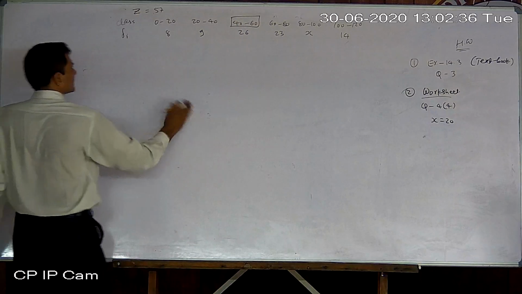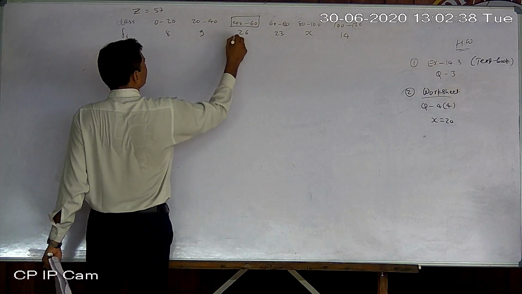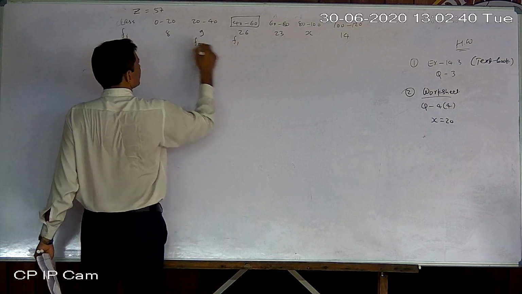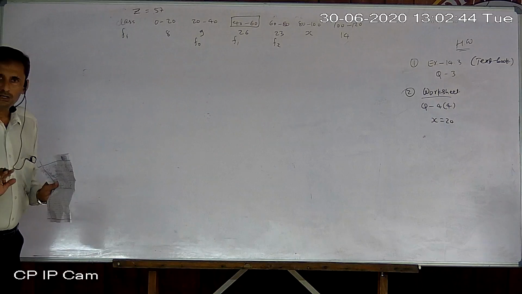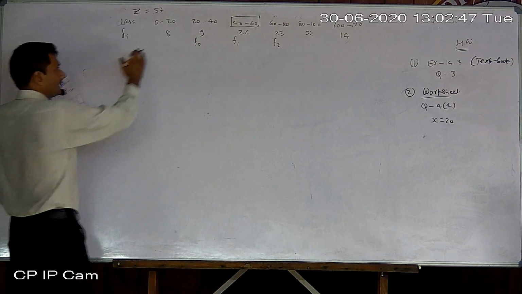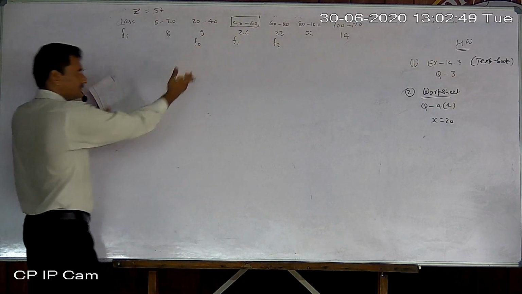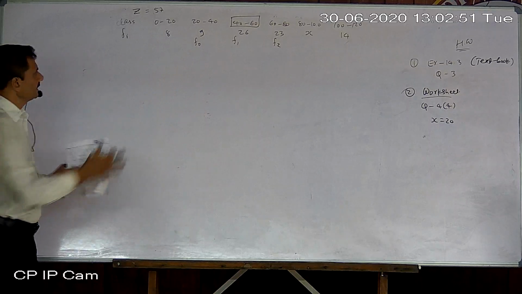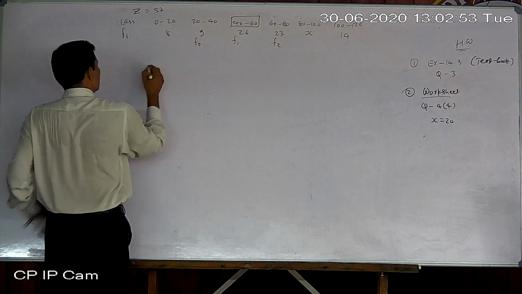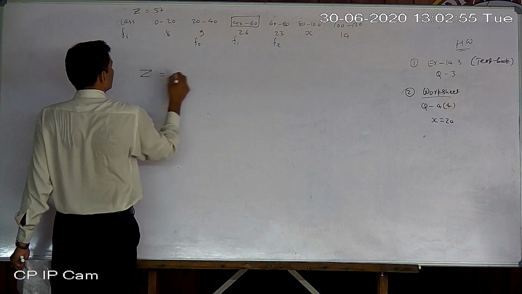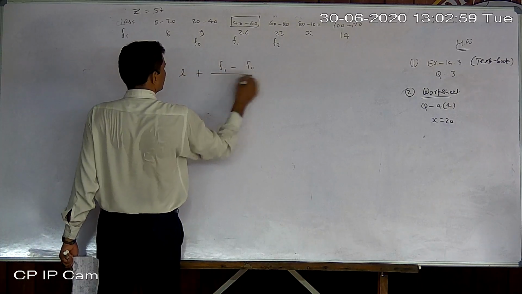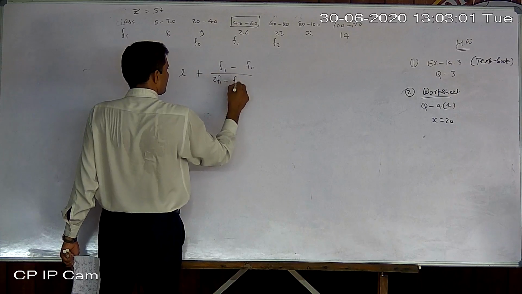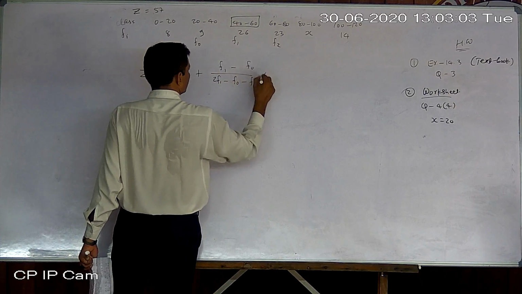So now directly start. So this becomes our F1, this is F0, this is F2. This is not our table, just what is written in the question paper. Okay, you can write it also. Now directly start the formula of Z: L plus F1 minus F0 upon 2F1 minus F0 minus F2 into H.